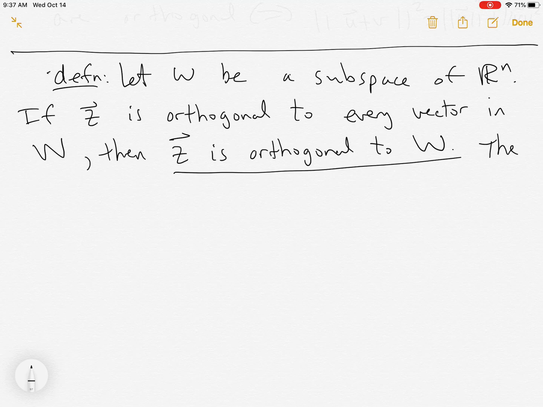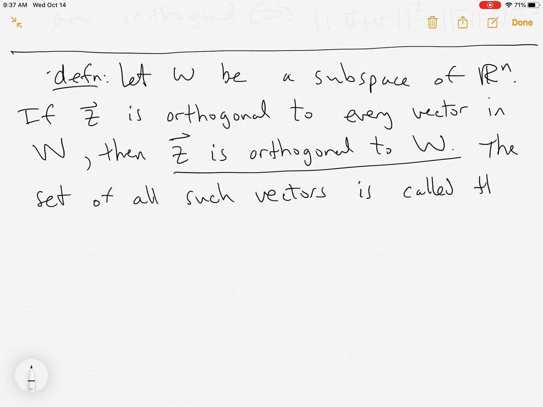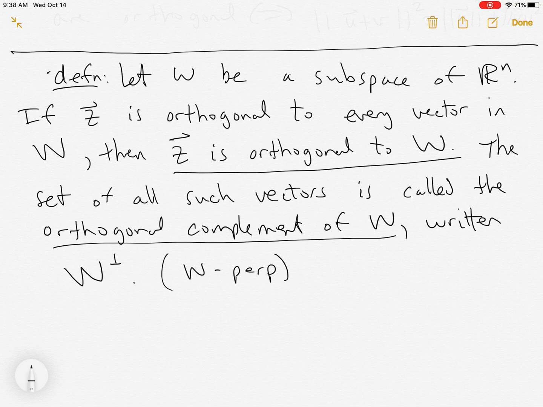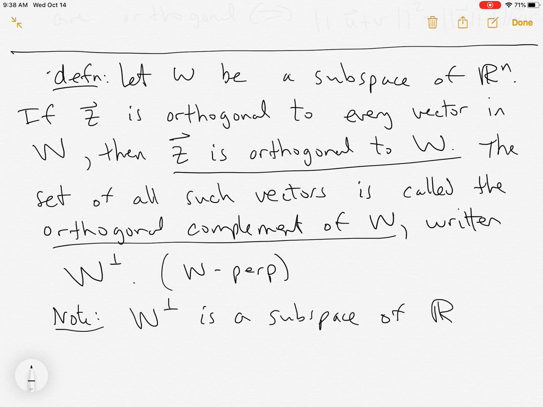The set of all such vectors that are orthogonal to W is called the orthogonal complement of W, which is written W perp, and that's what we call it, W perp, for perpendicular. Note W perp is a subspace of Rn. I might ask you to show that for an example or maybe even prove it.